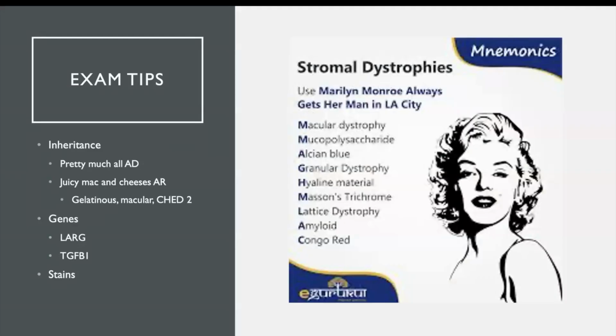So, lastly, I wanted to go through some exam tips. One of the things that helped me, if you're looking at corneal dystrophies, and you may have already picked this up throughout this talk, is they're pretty much all autosomal dominant, and there's very few that are autosomal recessive. And the way that I remembered it was there's basically like this juicy mac and cheese. So juicy is your gelatinous, mac is your macular, and cheese is Schnyder. Those are autosomal recessive. So gelatinous, macular, and Schnyder specifically are autosomal recessive. The rest are all autosomal dominant.